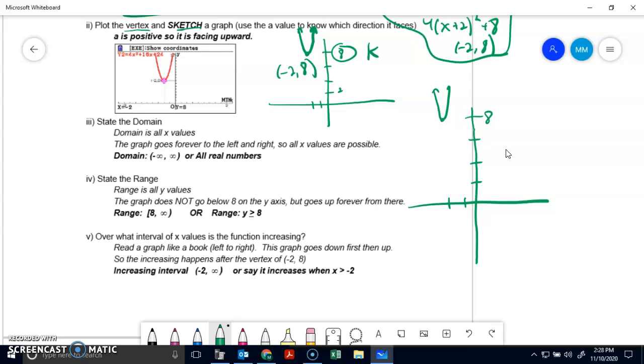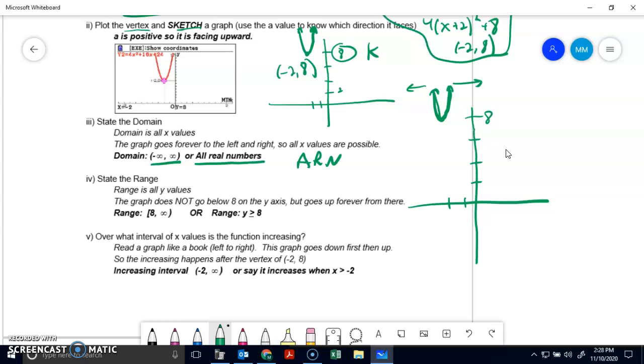Okay? When I'm looking at the domain, it's all the x values. For a quadratic, that is always negative infinity to positive infinity, or you can say all real numbers. I even let you abbreviate ARN if you want, because this graph will forever expand to the right and left. I know it's mostly going up, but it is getting wider. As that parabola goes up, it does get wider and wider. It goes forever left and right. But that's always, with all quadratics, the domain is always all real numbers.